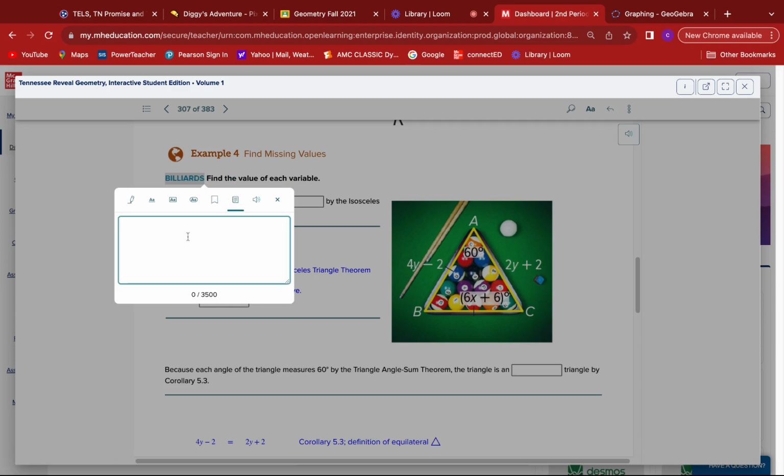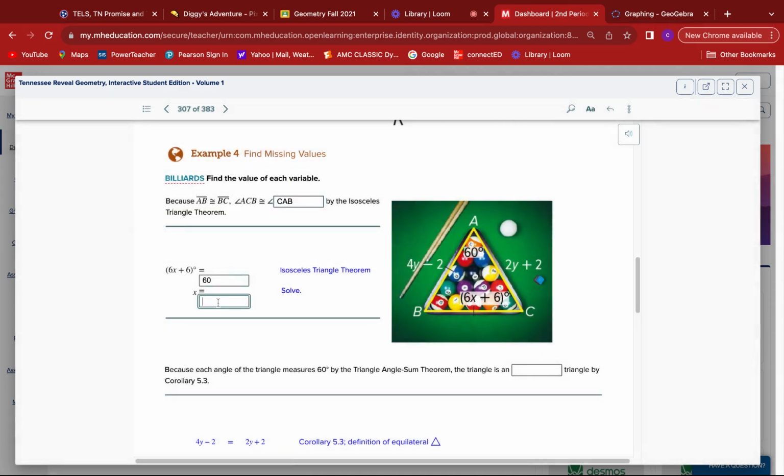So I'm looking at 6x plus 6 equals 60. I'm going to subtract 6 to the other side of the equal sign. So 60 minus 6 is going to be 54. And the opposite of multiplying by 6 is to divide by 6. So 54 divided by 6 is going to be 9. So it looks like my x is going to be 9, everybody. All right, so x is 9.